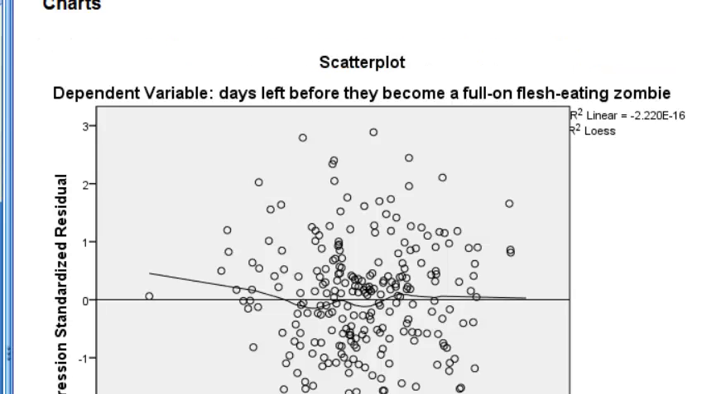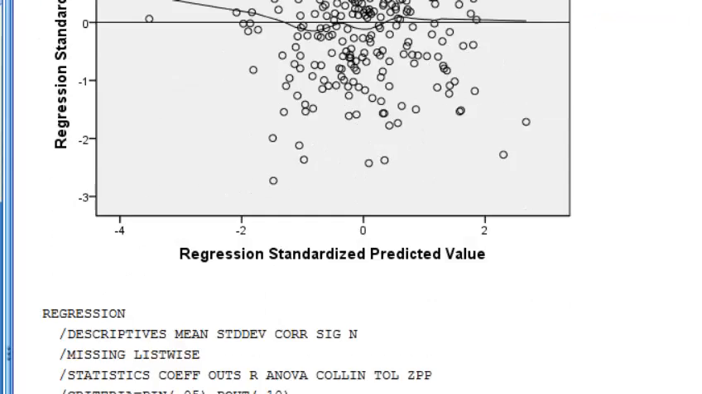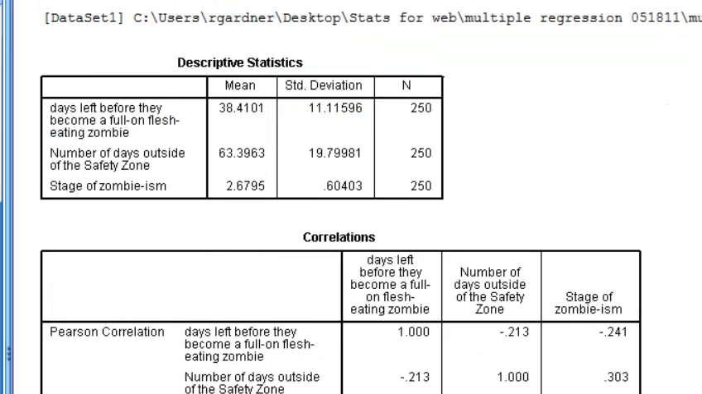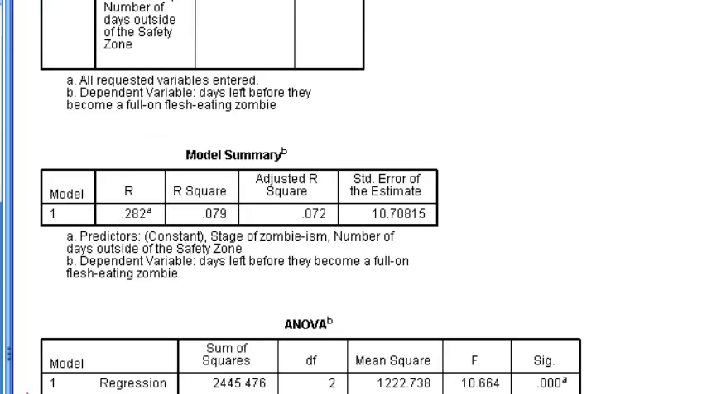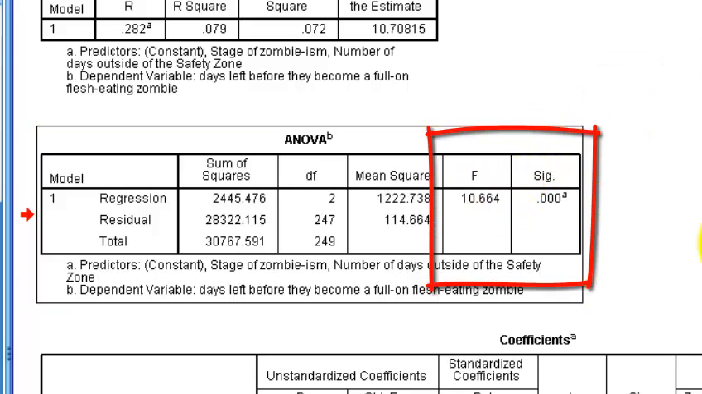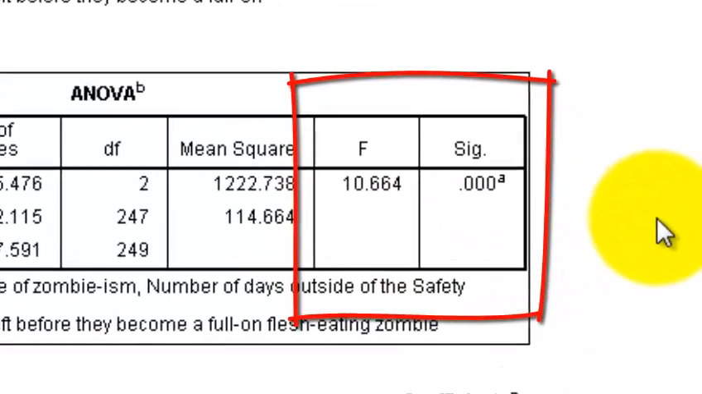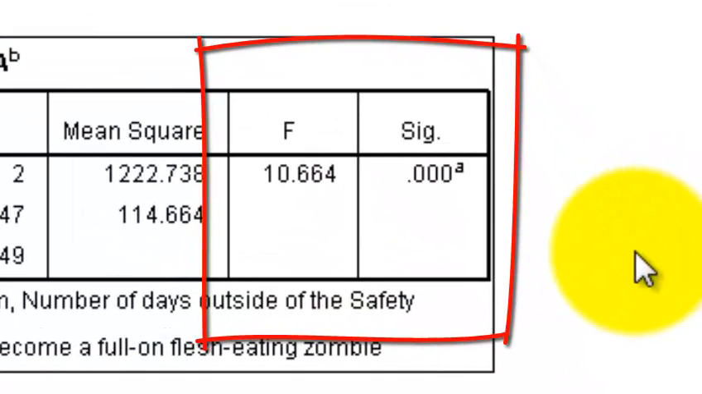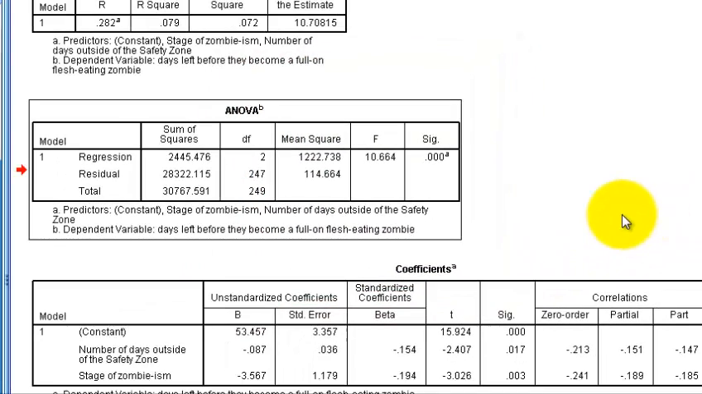Okay, back to the SPSS output sheet. We're going to look for an ANOVA table because that's the table that's going to give us the results of whether the regression model was statistically significant or not. And we're looking for the F value with its significance or p-value. So the F score is 10.664, and on the right you're going to see the sig, which is the p-value, is 0.000, which means it's less than 0.05. So in other words, the regression model was statistically significant.